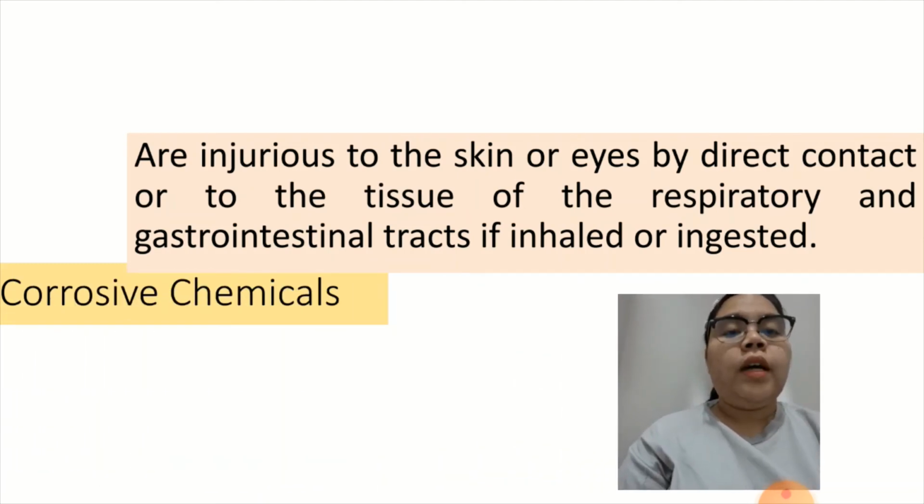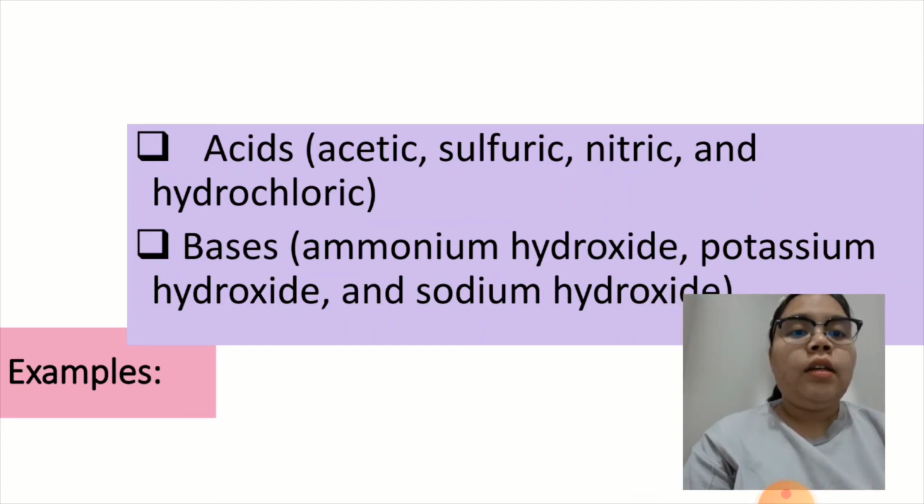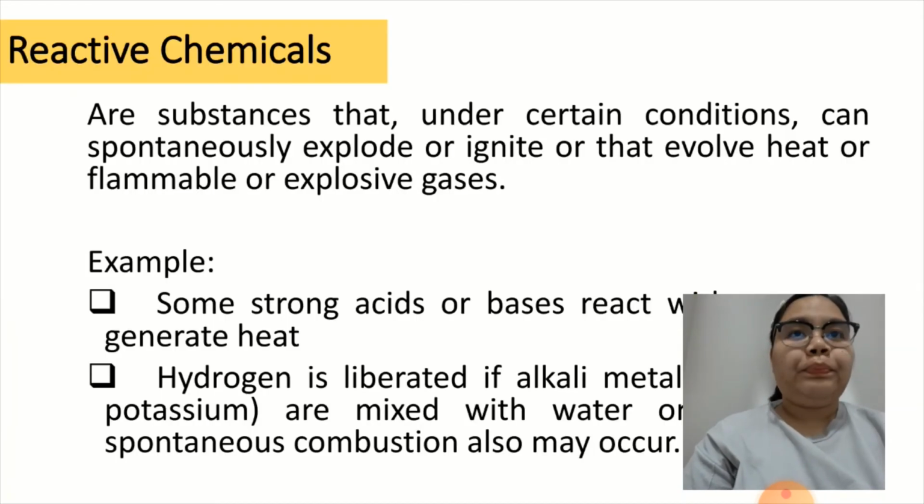Those are acetone, benzene, ethanol, heptane, isopropanol, methanol, toluene, and xylene. Corrosive chemicals are injurious to the skin or eyes by direct contact, or to the tissues of the respiratory and gastrointestinal tracts if inhaled or ingested. For example, acids like acetic, sulfuric, nitric, and hydrochloric, and bases like ammonium hydroxide, potassium hydroxide, and sodium hydroxide.